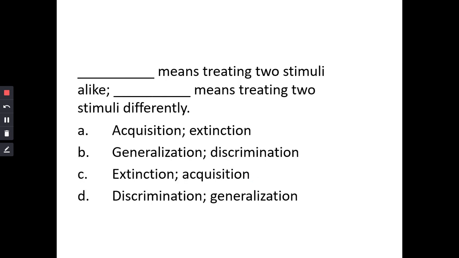Blank means treating two stimuli alike. Blank means treating two stimuli differently. Okay, hit pause. The answer is, okay, so generalization's like being afraid of all birds instead of just the budgie bird. Discrimination is knowing the difference. If you picked D, you just had it backwards.